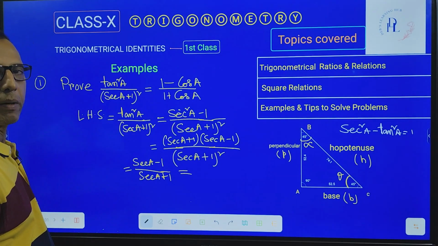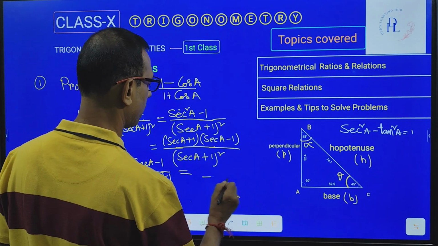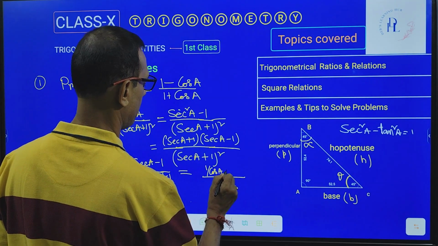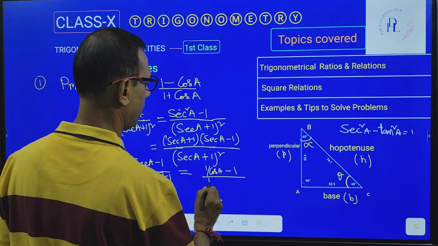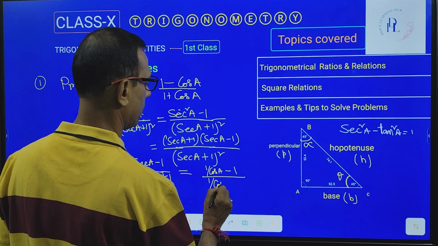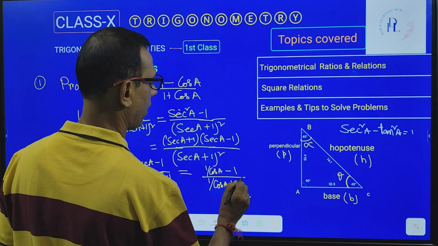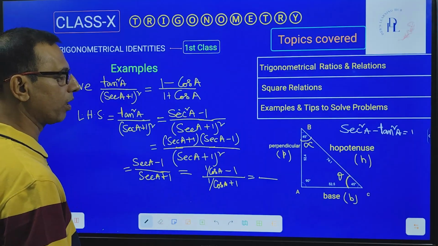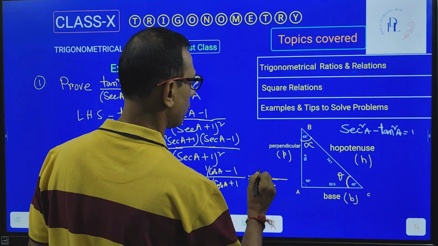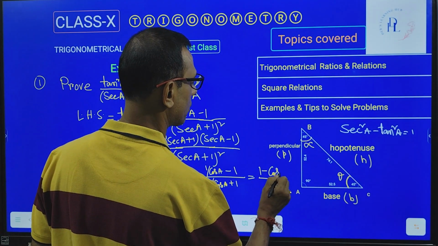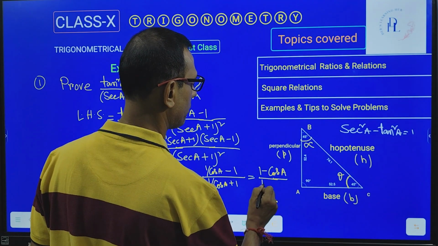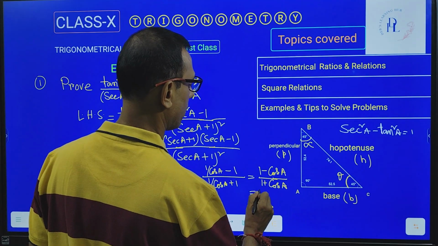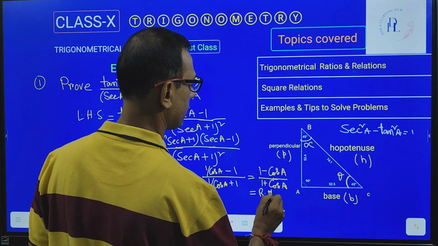So sec A equals 1 by cos A. What you can write down is 1 by cos A minus 1, by 1 by cos A plus 1. If you resolve this, what will happen? 1 minus cos A by 1 plus cos A. That is the RHS, right hand side.